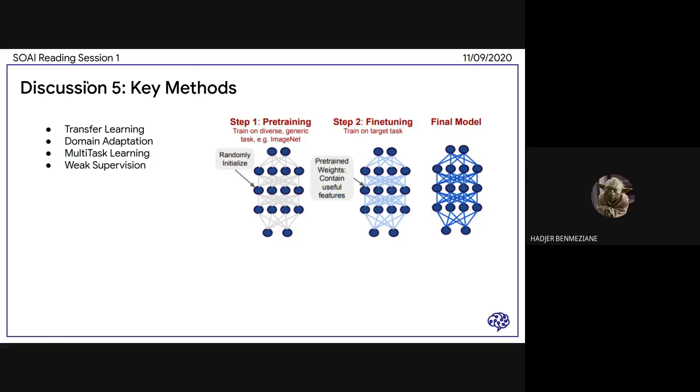So basically, this is transfer learning. We pre-train the model on a generic and diverse data set, and then we fine-tune it when we have the target task. Any question on transfer learning, or should I continue?